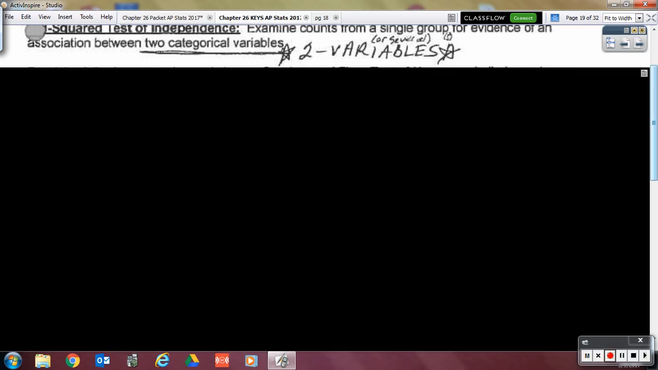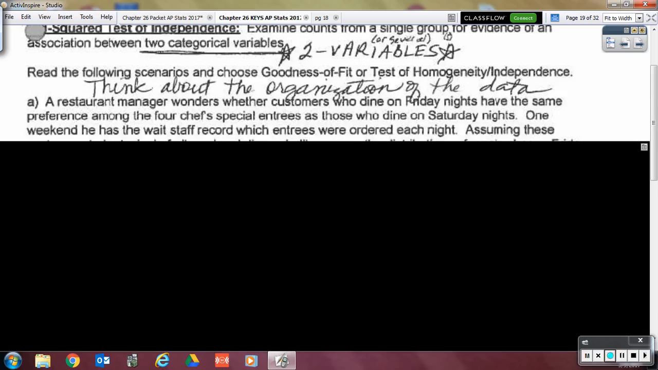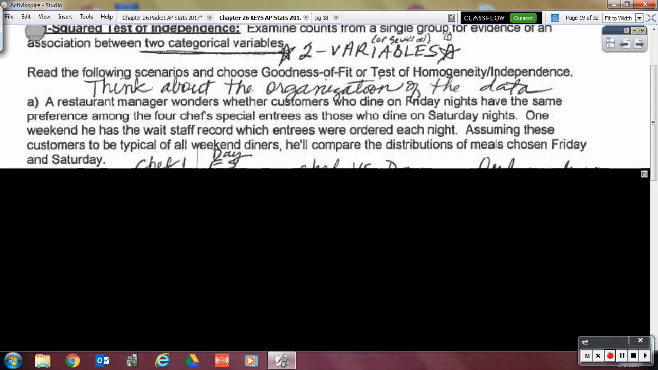So let's read a couple of these. Unfortunately, they're kind of redundant and have the same one over and over again, so hopefully I can guide you through some things to still help you with this. A restaurant manager wonders whether customers who dine on Friday nights have the same preference among the four chefs' special entrees as those who dine on Saturday nights. One weekend, he has the wait staff record which entrees were ordered each night, assuming that the customers are typical of all weekend diners. He'll compare the meals chosen on Friday and Saturday.